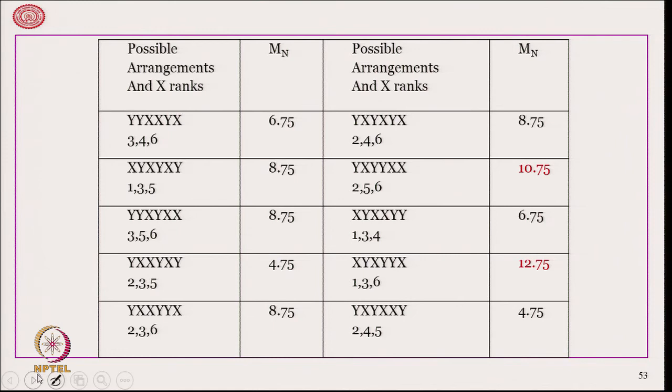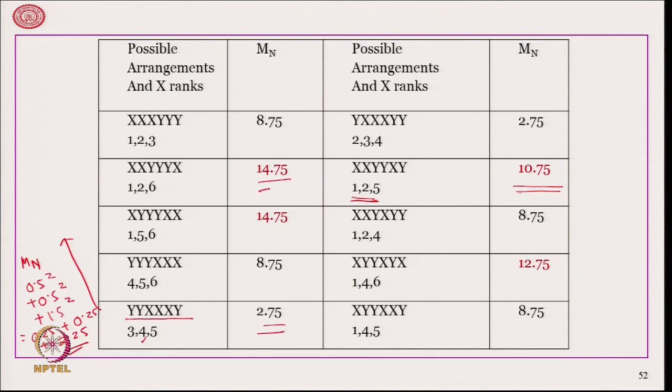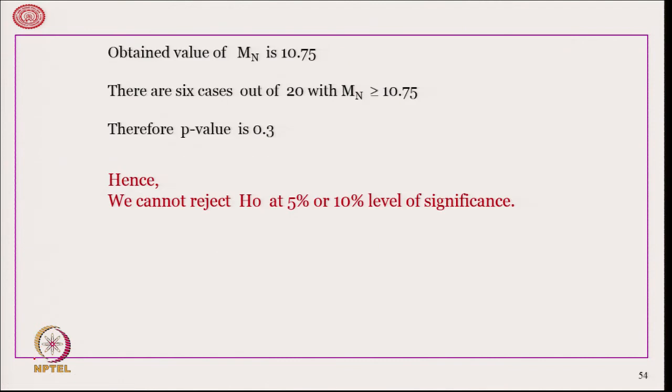Now, let us check what is the probability that M_N is greater than or equal to 10.75. In this page we are finding two of them. On the previous page there are 1, 2, 3 and 4, 4 of them. Therefore, what we find is that 6 out of 20 cases we are having the value greater than or equal to 10.75. Therefore, the p value is equal to 0.3.